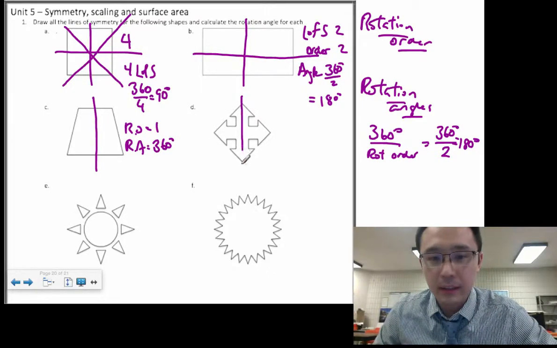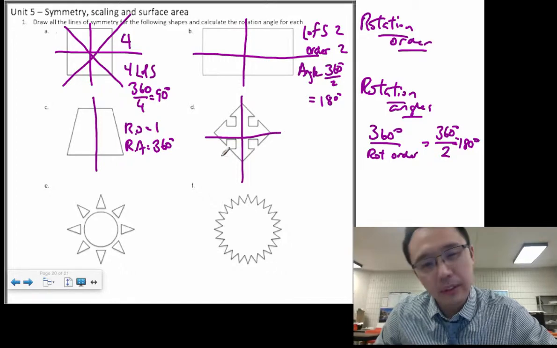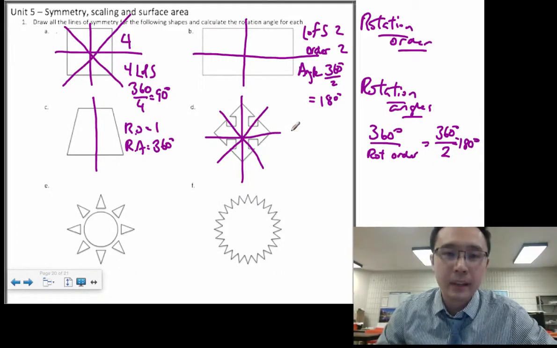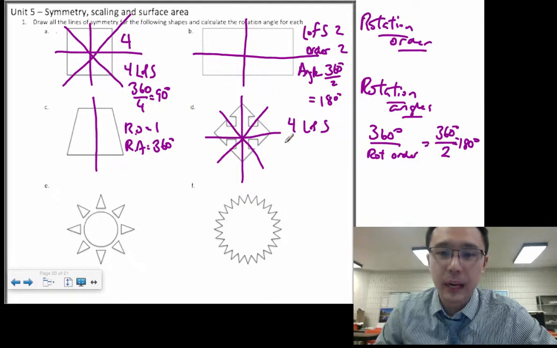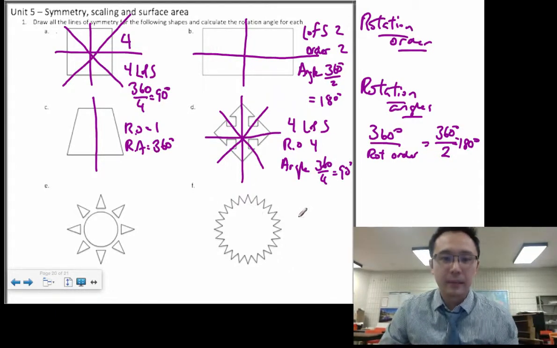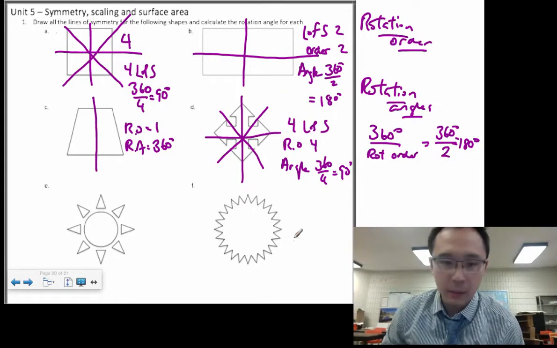For this one, I think there's 1 here, 1 there. I don't know if diagonals work. I think diagonals will work for this one, just like a diamond. So this one would have 4 lines of symmetry, and then you would have a rotation order of 1, 2, 3, 4, and then your angle would be the same thing as your square, which is going to be 90 degrees. Okay, let's move on to these wacky shapes.